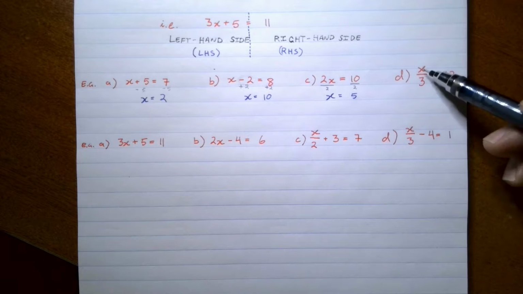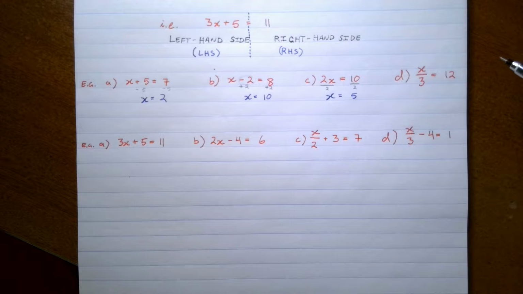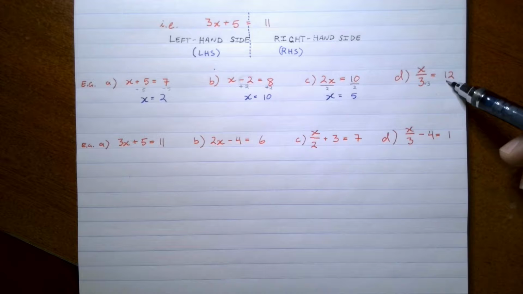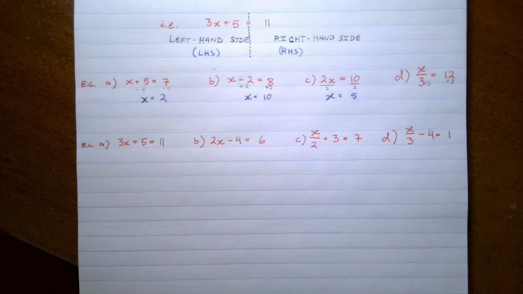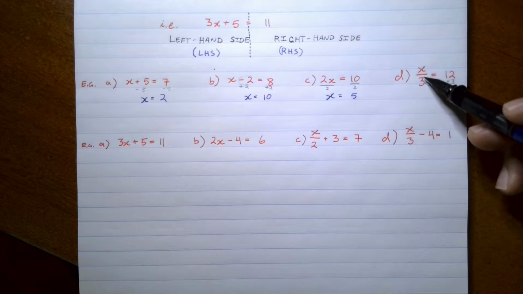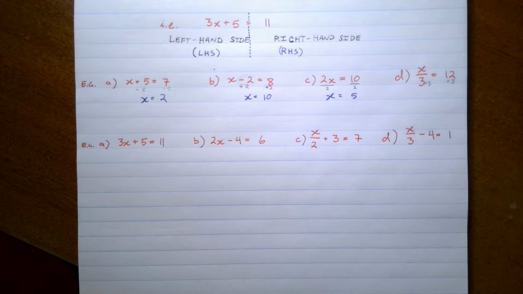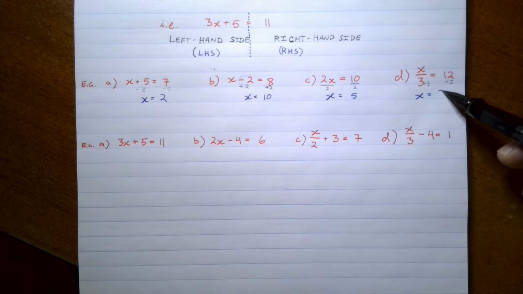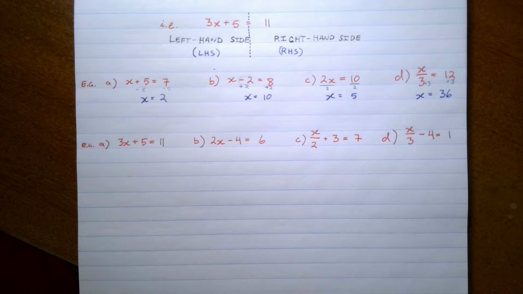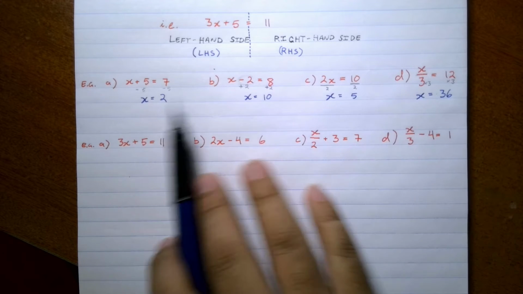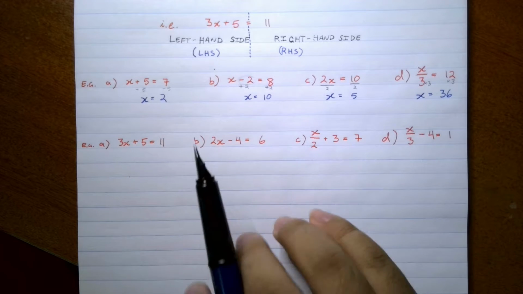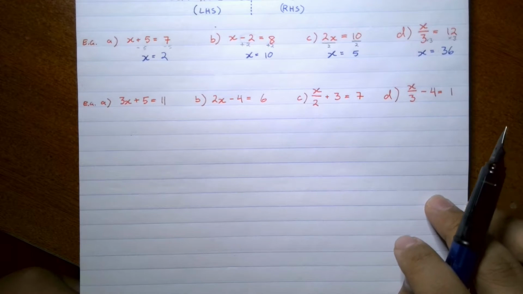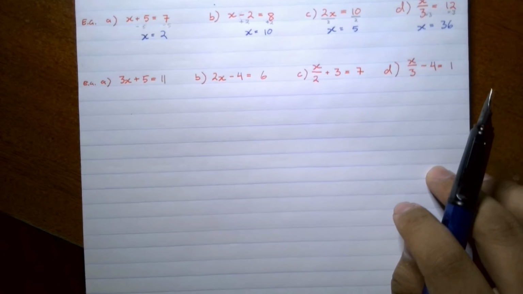In this last expression, x divided by 3 equals 12. The reverse of this must be to multiply both sides by 3. That will cancel out this divide 3 since it's the reverse, which will leave us x by itself. 12 times 3 is 36. So these are the 4 basic operations here. We're going to use these 4 basic operations to solve these basic 2-step equations. Let's move right along.